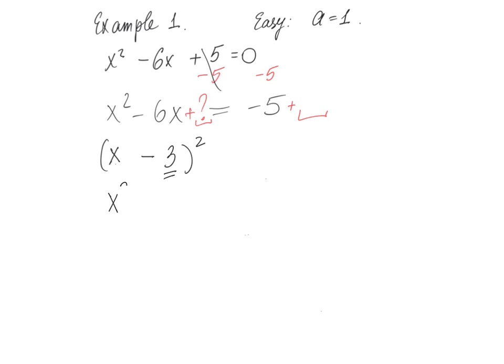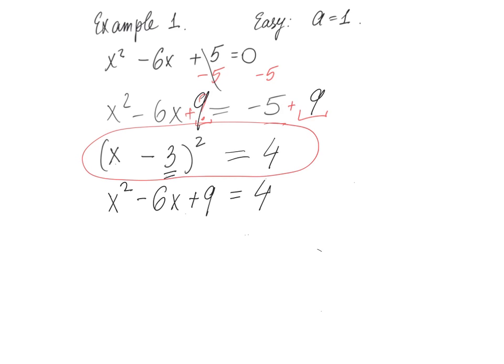Let's check that. x squared, square of the first, minus 3 squared, square of the second, with a plus, and the double product will be negative 3 times x, twice, negative 6x, plus 9. So this is actually the perfect square. Because we added 9 to the left side, we need to add 9 to the right side. So that becomes negative 5 plus 9, 4. Or we can go back here and say 4 on the right side. So this is our perfect square format that we wanted.